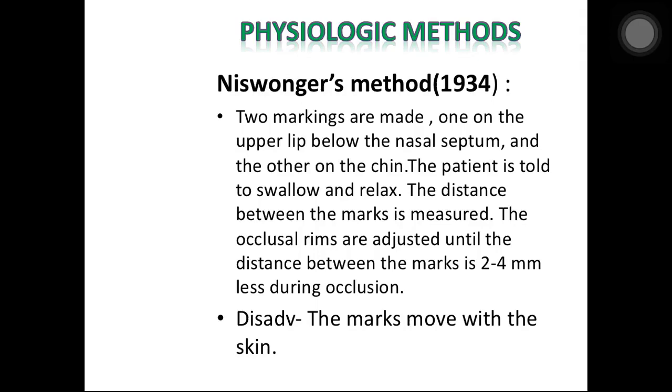Now the physiological methods. A very popular method is called Niswonger's method, in which two markings are made, one on the upper lip below the nasal septum and the other on the chin. The patient is told to swallow and relax. This is the physiological rest position. The distance between the marks is measured. The occlusal rims are adjusted until the distance between the marks is 2 to 4 millimeter less during occlusion.